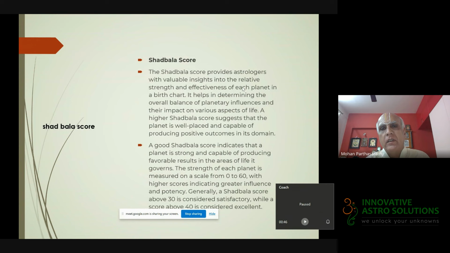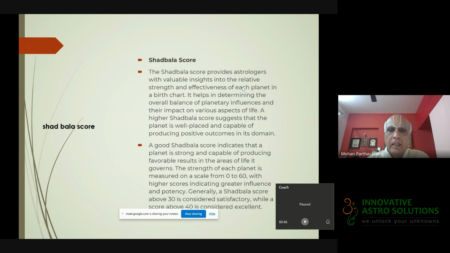Shadbala score provides astrologers with valuable inputs about the relative strength and effectiveness of the planet. It also helps in understanding the overall balance of planetary influences and their impact on various aspects of life. A higher Shadbala score suggests the planet is well placed and capable of producing good results.